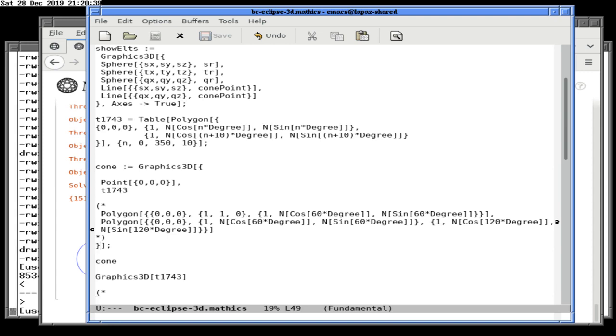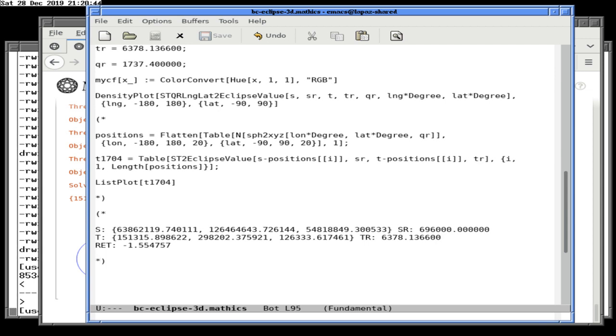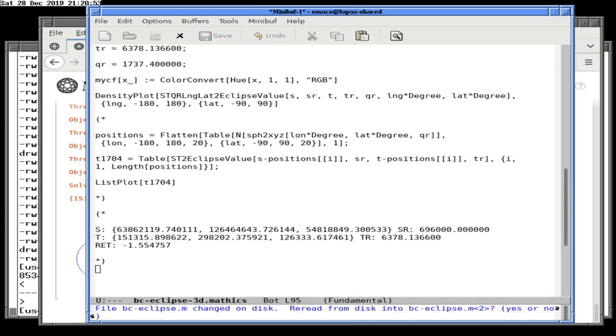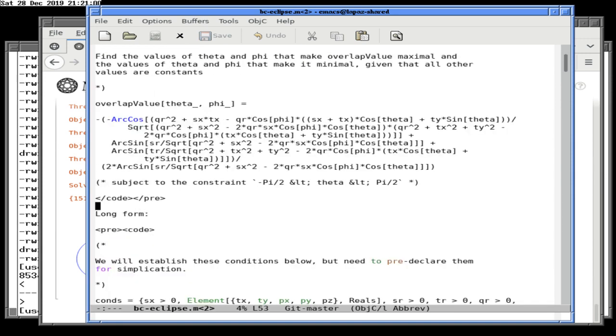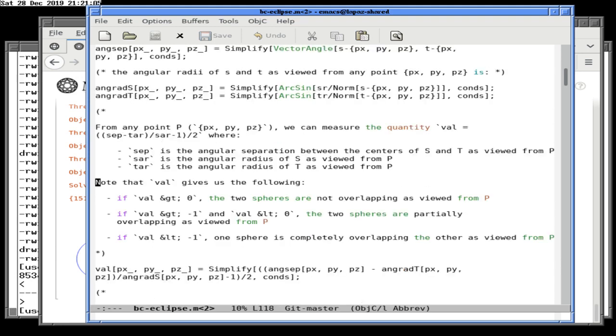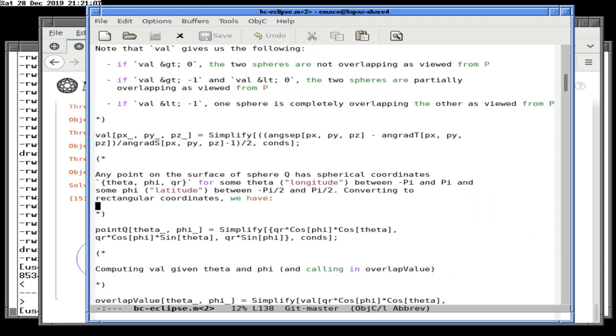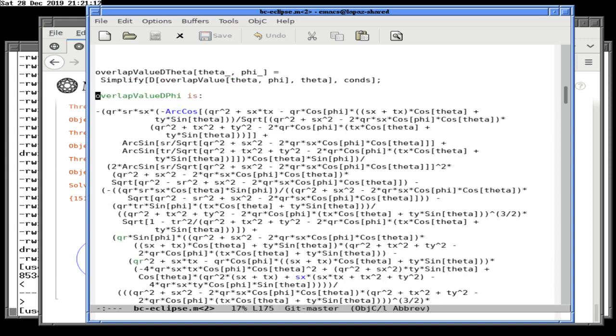I have no idea where I put it. I think this might actually be under a BC get stack BC eclipse, because I did print out the value of the derivative. Changed on disk. Yes, we want to reread it. Okay. And I think just for our own edification here, we put down the values. I don't know where they are, though. We put down this long, ugly formula. Yeah, here it is. Overlap d phi is this thing.